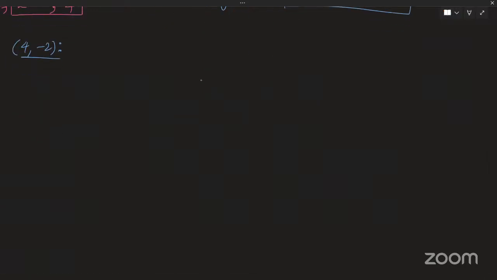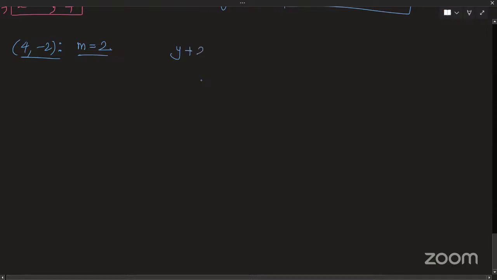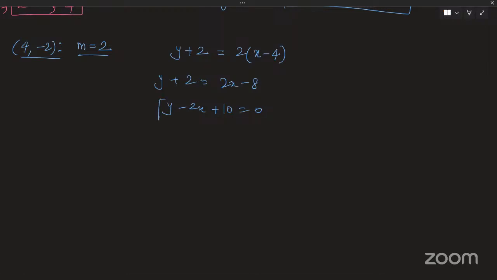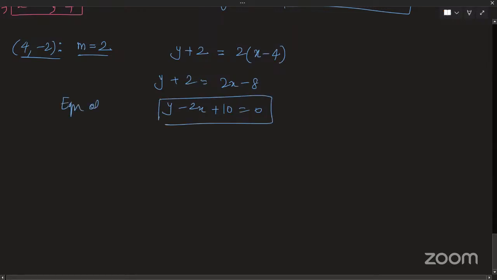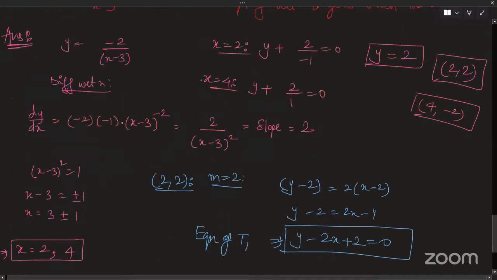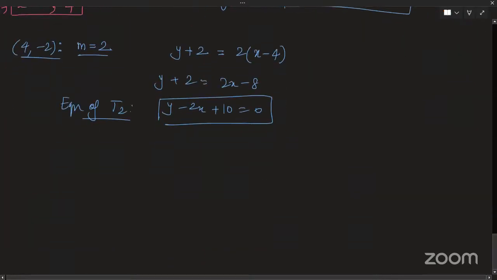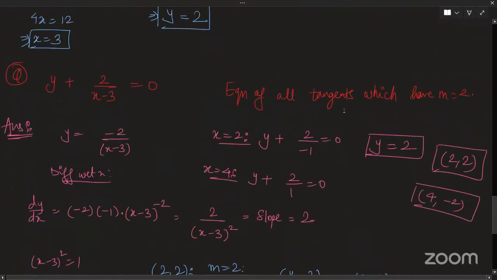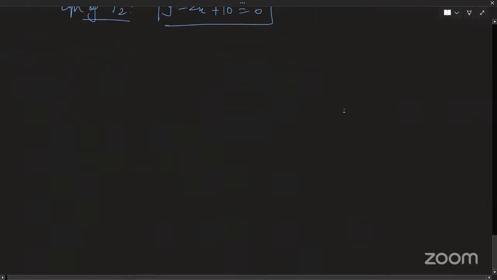Fine, let us do it at the other point also. Do I know the slope? Yes, it's 2. That was already given to me. So y minus y naught is equal to m times x minus x naught. So I've got y plus 2 is equal to 2x minus 8. So y minus 2x plus 10 is equal to 0. This is my equation of tangent 2. Both of these are tangents to this curve and both of these have the slope 2. So obviously both of these satisfy the equation. Fine.